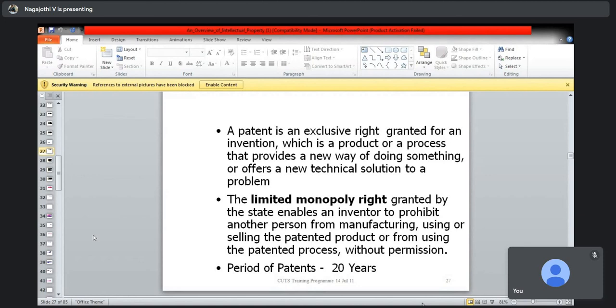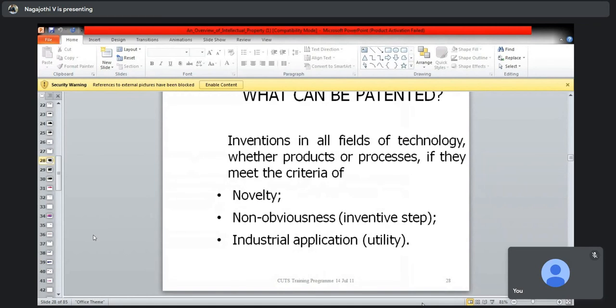Then, for a 20-year period, it is possible for you to have these patent rights. Again, the limited monopoly right granted by the state enables an inventor to prohibit another person from manufacturing, using or selling the patented product, or from using the patented process without permission. So these are all the things that can be patented. Inventions in all fields of technology, whether products or processes, if they meet the criteria of novelty, non-obviousness, inventive step, and industrial application, it is possible for you to have these things.